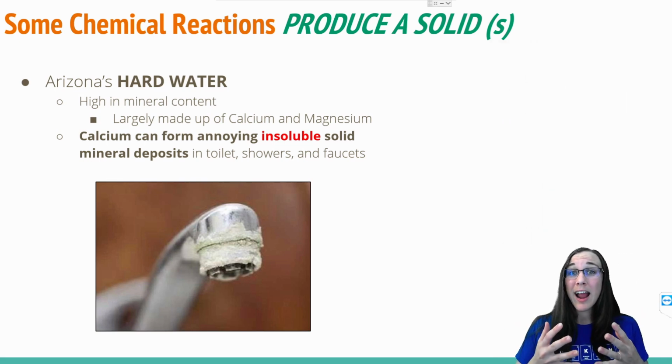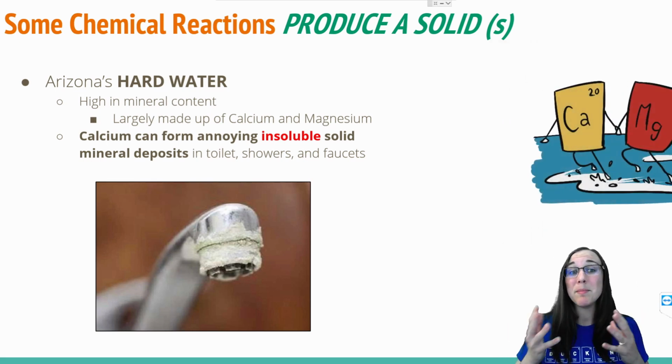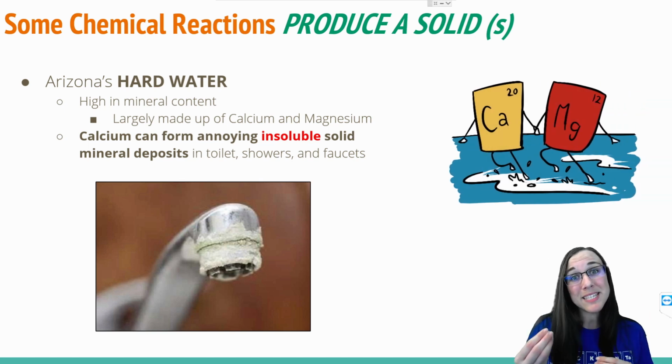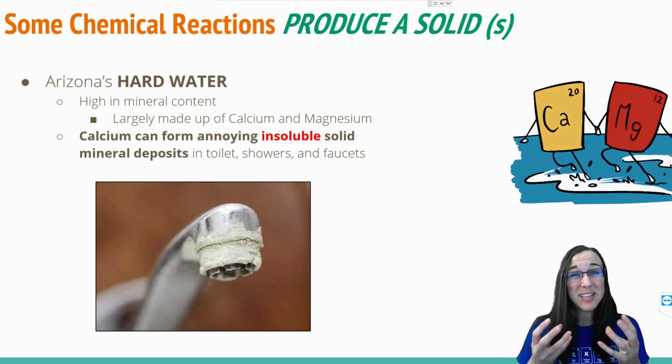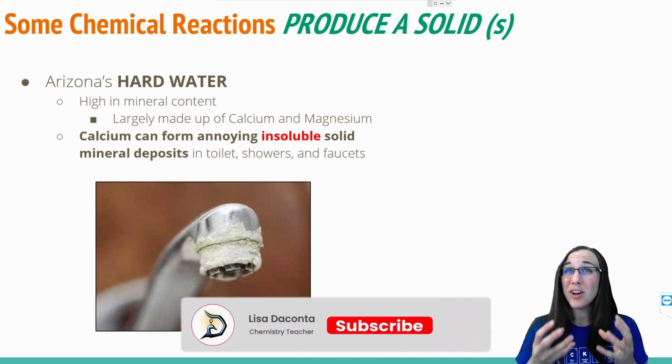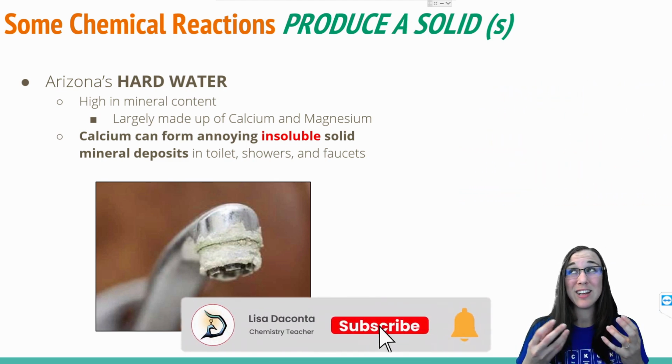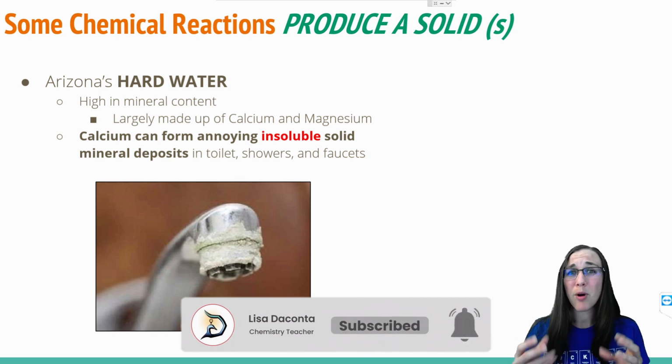And this water has high mineral content like calcium and magnesium, and those precipitate out, forming an insoluble solid that's really difficult to remove on your faucets and your showers and your toilets and pretty much anywhere where water comes in contact with. This is just one example of how precipitates may affect your everyday life.